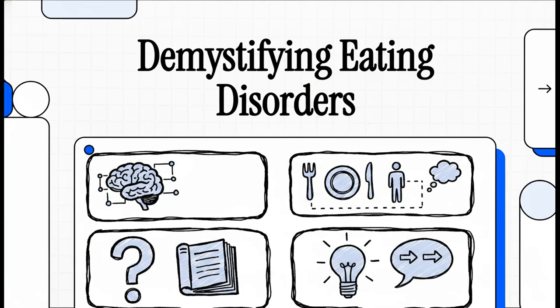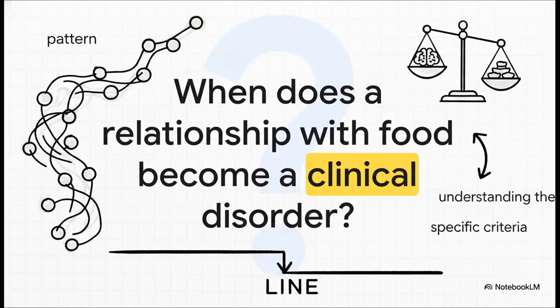Today, we're going to tackle some of the most complex and often misunderstood conditions out there, eating disorders. Our goal is to break down 4 of the core types into clear, understandable concepts. By the end of this, you'll have a solid framework for telling them apart. Let's jump right in. So here's the big question.